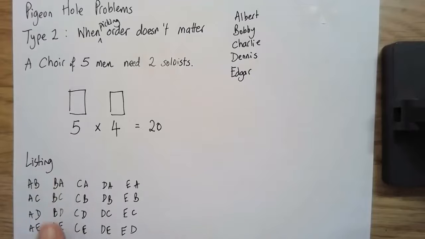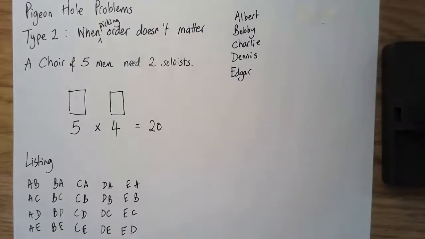So here I have listed all the possibles. Albert and Bobby, Albert and Charlie, Albert and Dennis, Albert and Edgar. So they're all the options that have Albert picked first. Then we look at all the options where Bobby is chosen first. There are 4 of those. Charlie, Dennis, Edgar, all chosen first. There are 4. And I'm sure you've noticed 4 multiplied by 5 is indeed 20.